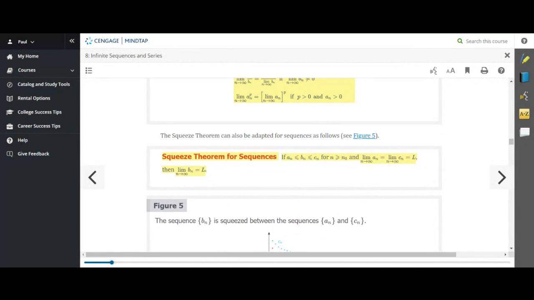The squeeze theorem for sequences says that if you have a sequence that's between two other sequences, at some point, when they say n is greater than or equal to n sub 0, that means eventually the sequence B sub n will be between sequences A sub n and C sub n. Well, if that's the case, and the limits of sequences A sub n and C sub n are both the same and equal L, that means the limit for the sequence B sub n will be forced to equal L also. Absolutely amazing result.